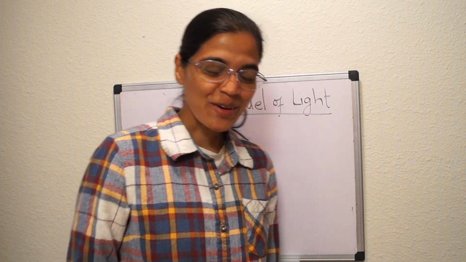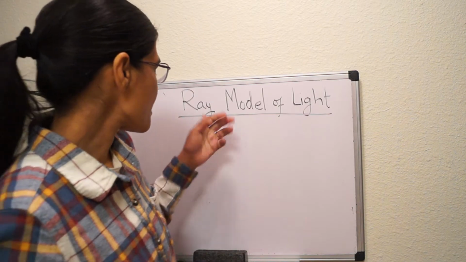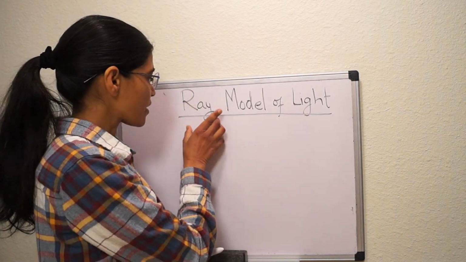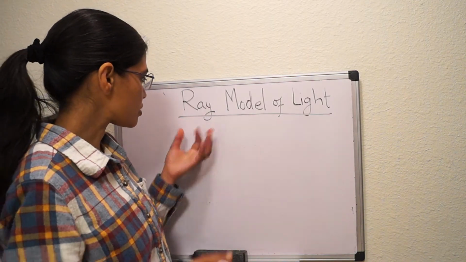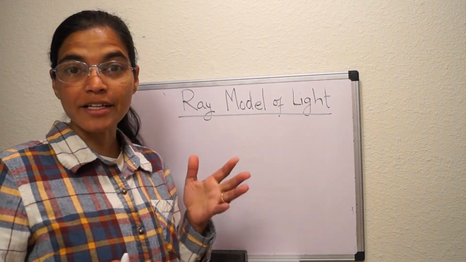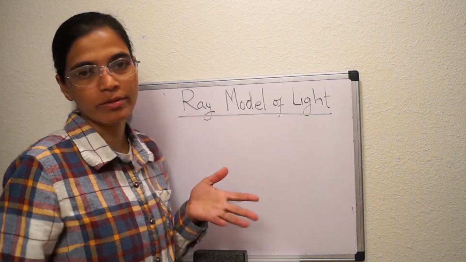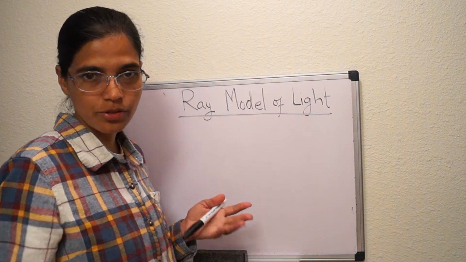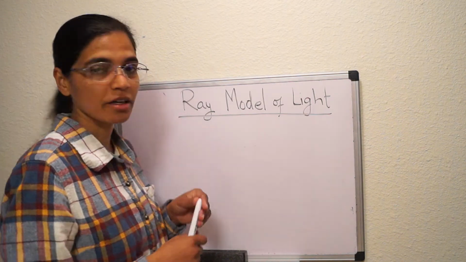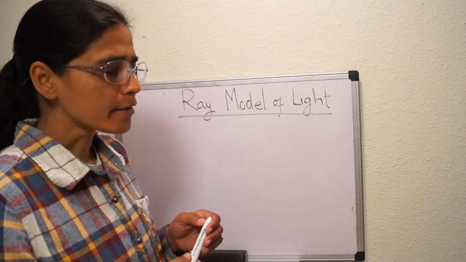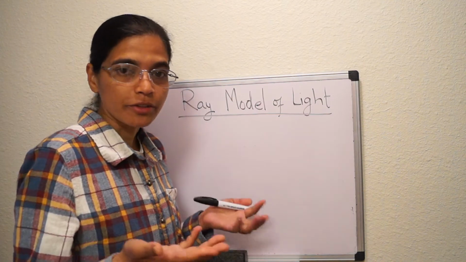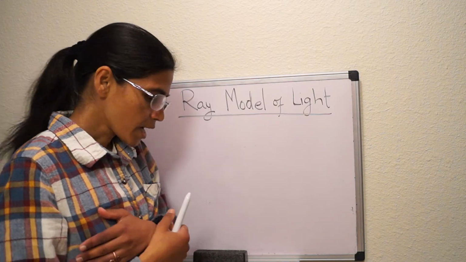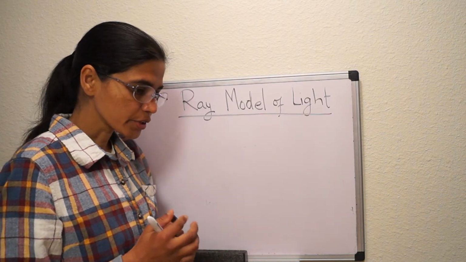So maybe you're wondering, what does ray mean? Ray means just the bundle of light coming from the source. The source of light could be a flashlight or laser pointer, or a light bulb in the room. We could also talk about the ray model for that as well. Now what does the ray model do?